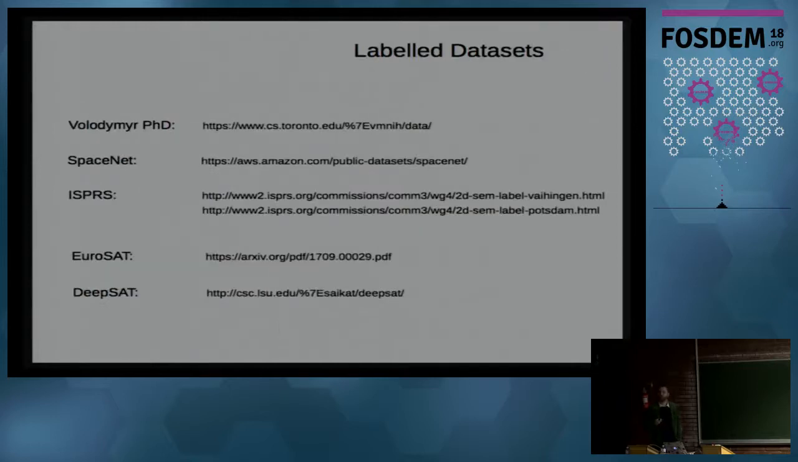If we look at the road data sets labeled right now, the best one is SpaceNet. And this data set is only related to buildings and roads. That's something, but it's only on this. And it's also dedicated to big cities. So there is, for example, Paris, there is Rio, and so on. But you don't have anything on countryside or on wild areas.